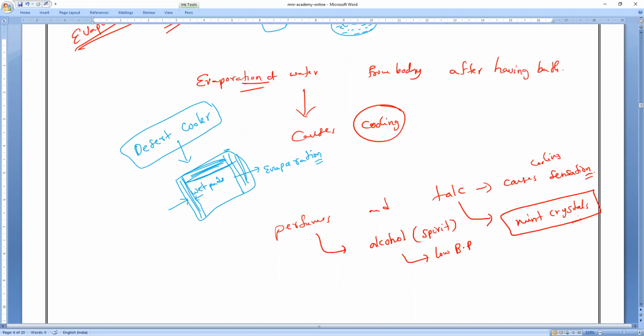These mint crystals also get evaporated. So once they evaporate, it leaves cooling. Okay.